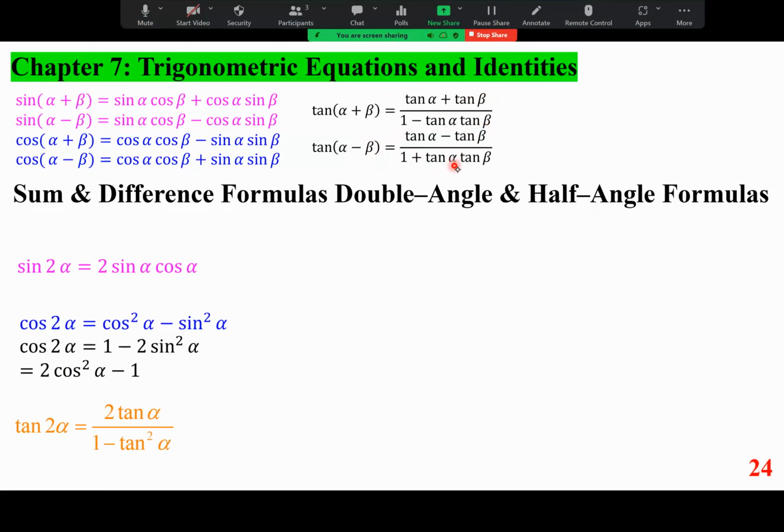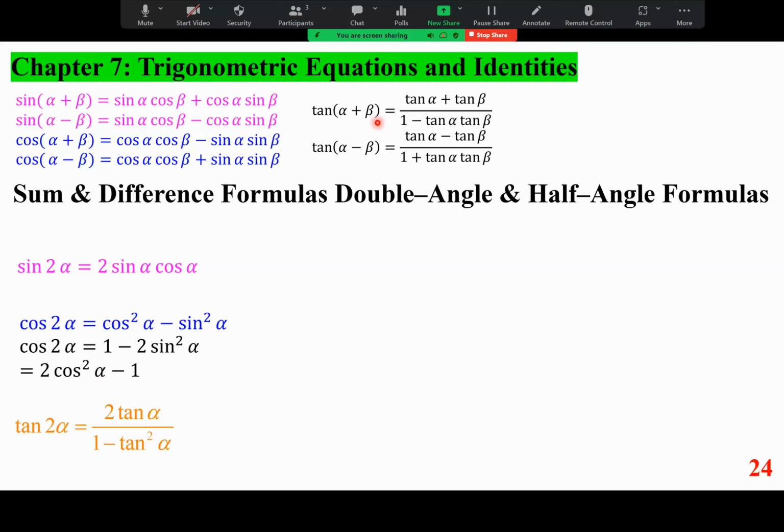For example, sine of 2 alpha, okay? 2 sine alpha cosine alpha. Cosine of 2 alpha, we have 3 different ways of writing it. Cosine squared minus sine squared, 1 minus 2 sine squared, 2 cosine squared minus 1. And basically, it comes from the Pythagorean identity. Use the Pythagorean identity to either get rid of cosine squared or sine squared.